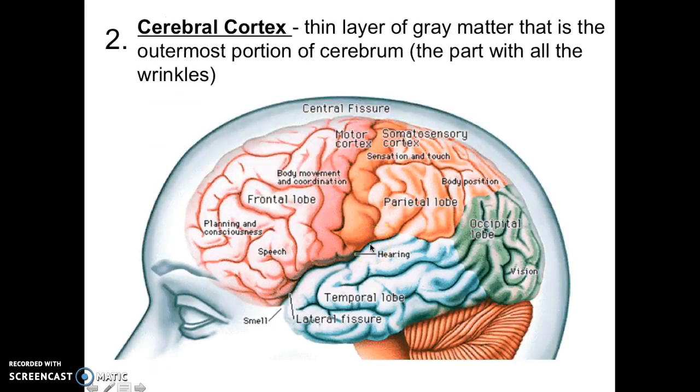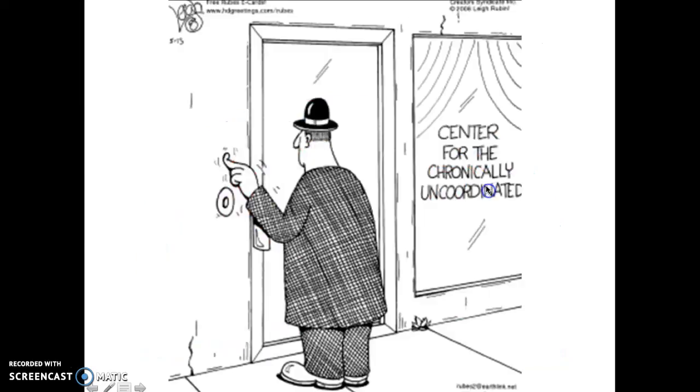Okay, so a thin layer of gray matter is the outermost portion of the cerebrum. That's your cerebral cortex. To see your cerebral cortex, you usually have to do a frontal cut. So when you cut the frontal and you look in it, you would see all this gray matter along the edge, and that would be your cerebral cortex.